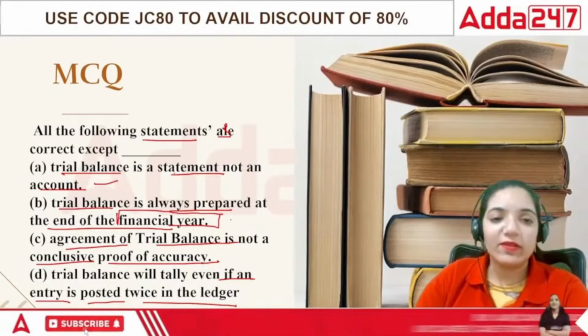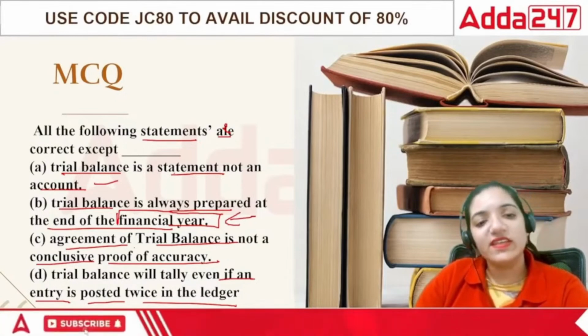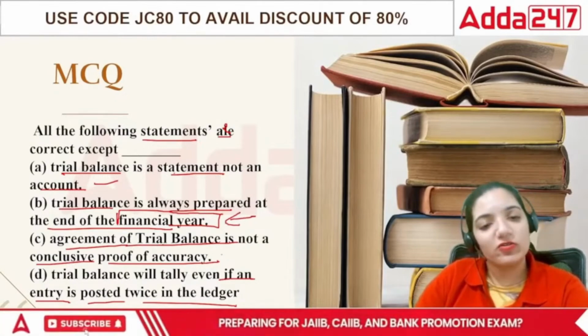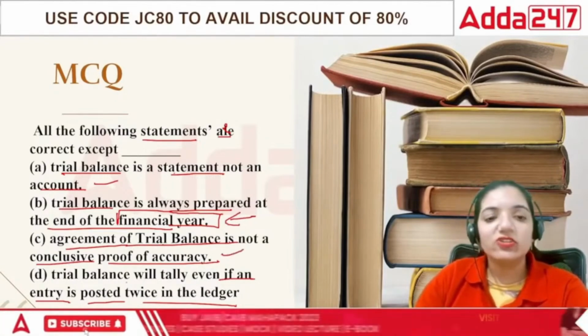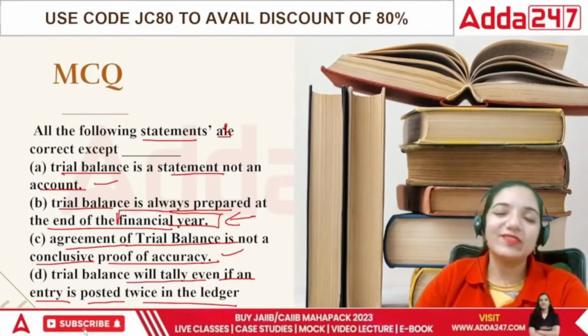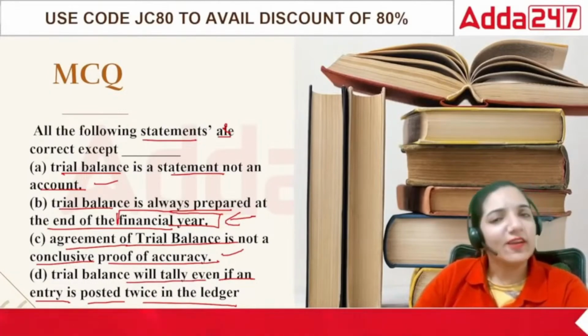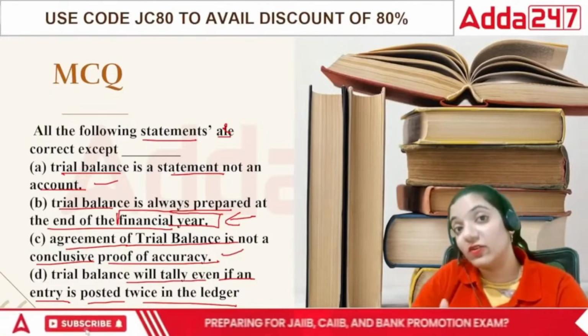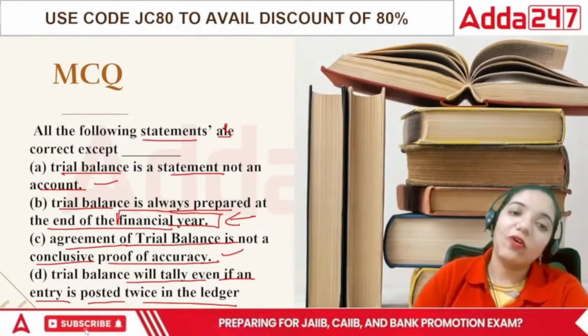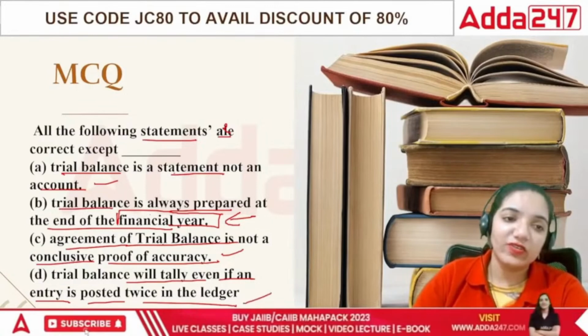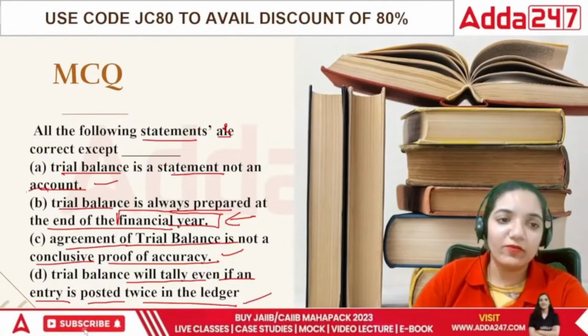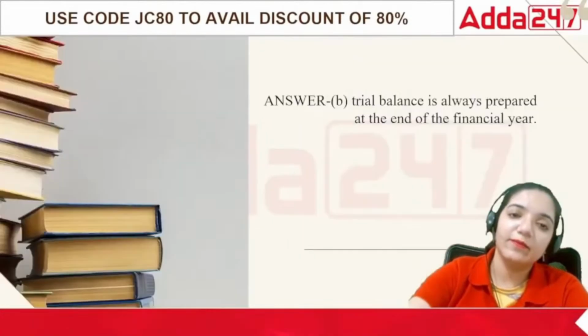So in this case, I believe I'll go with B, because in C, agreement of trial balance is not a conclusive proof. That is correct. Then trial balance will tally, because once you put the journal entry twice, it will still match, though it's wrong. But when things are recorded properly, then it will match. So in this case, there is only one point which is wrong. That is B.